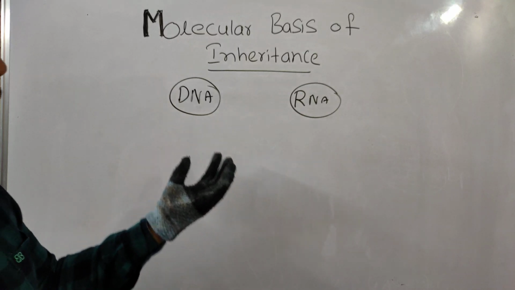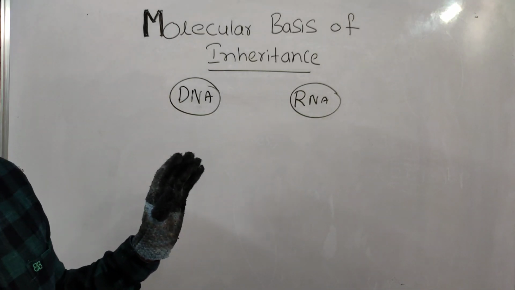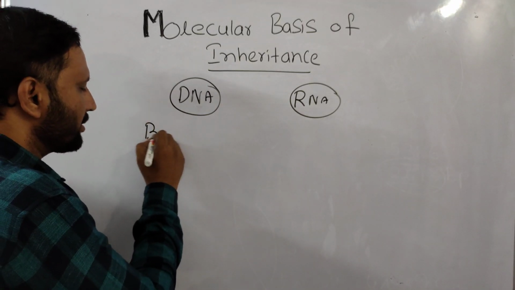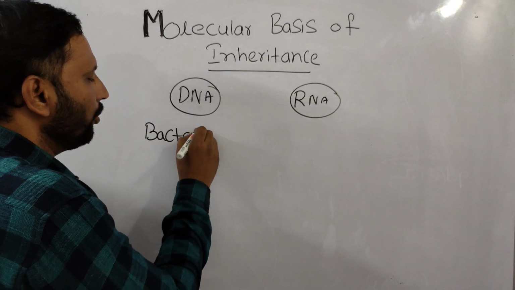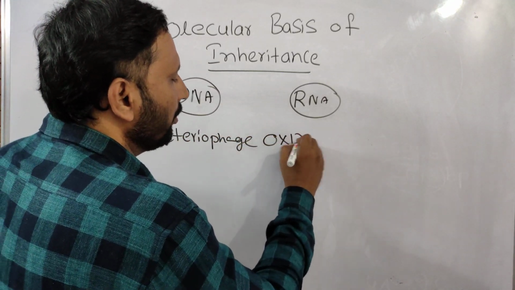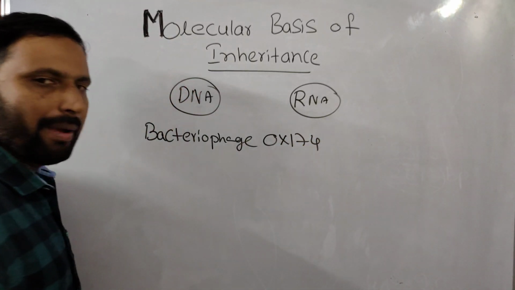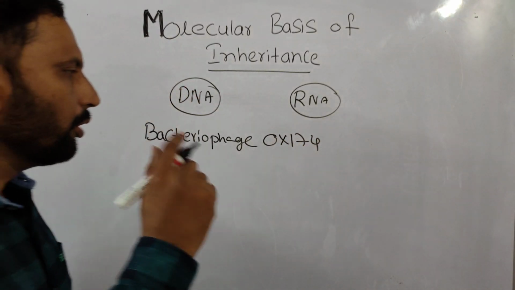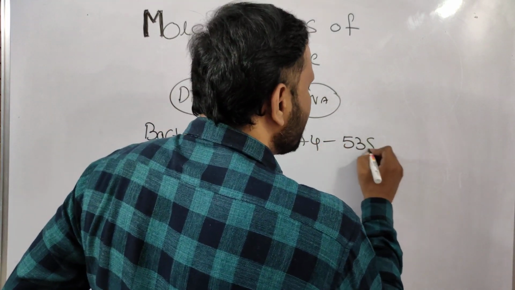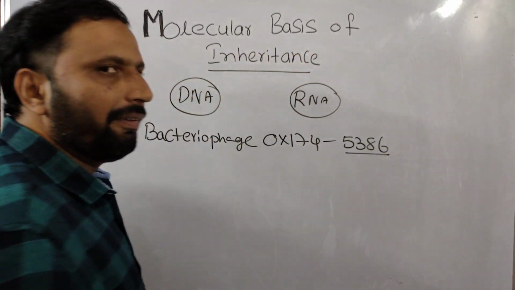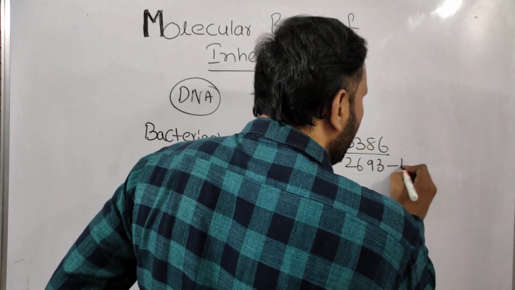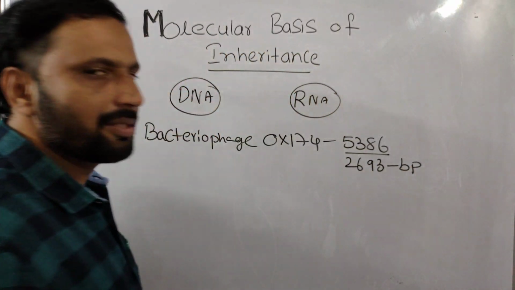Before going in depth, there is some introduction we have to discuss, especially when you take a bacteriophage. In the φX174 bacteriophage, how many nucleotides are present? 5386 nucleotides, which means 2693 base pairs.